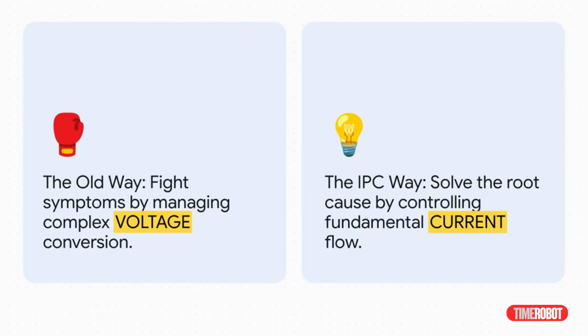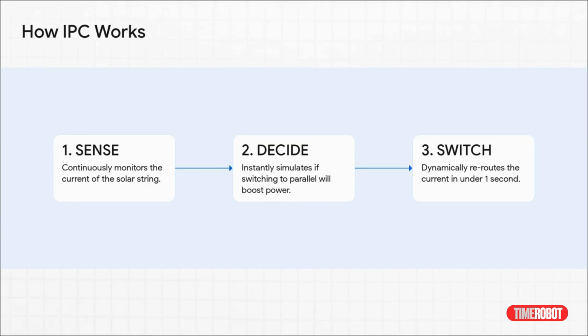This really shows a fundamental shift in thinking. The old way is all about fighting the symptoms, right? Managing voltage with all this complex hardware. But the new way, the IPC way, goes straight for the root cause. It focuses on controlling the one thing that actually matters, the flow of the current itself. It solves the problem at its source. So how does it actually do that? Well, the process is beautifully simple.